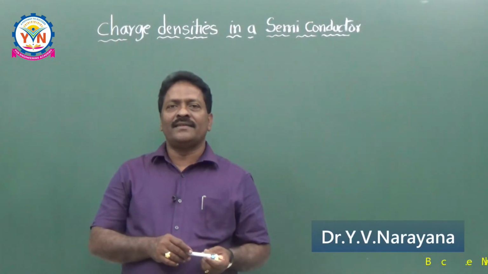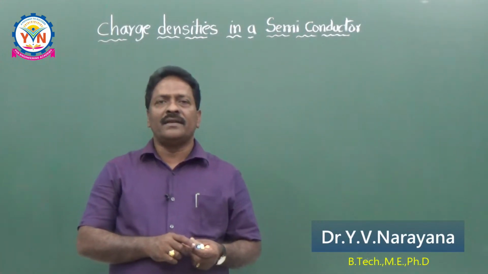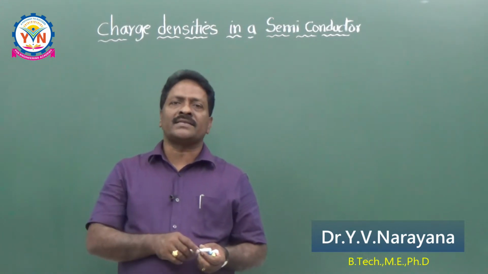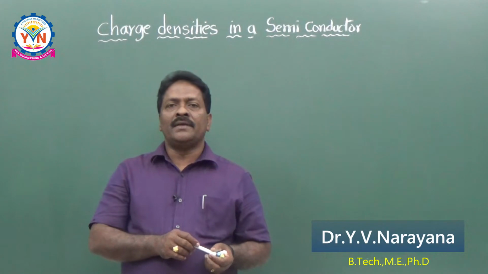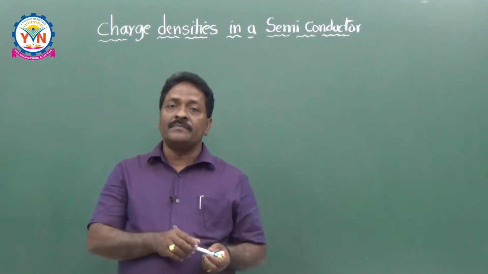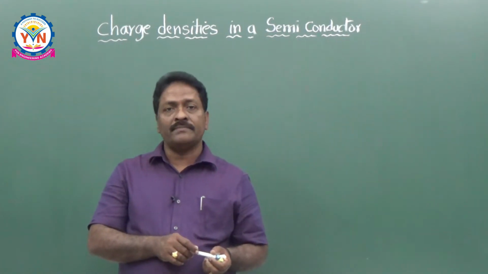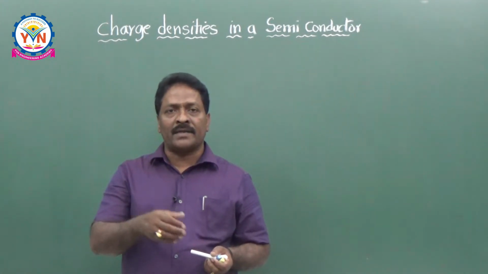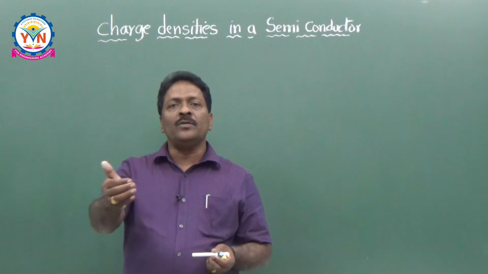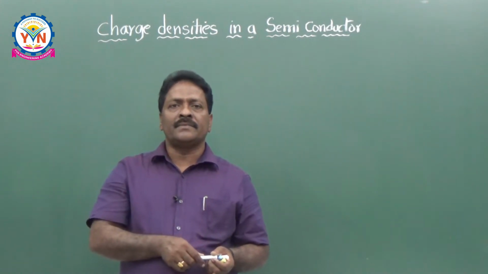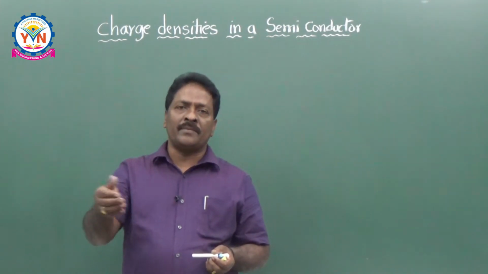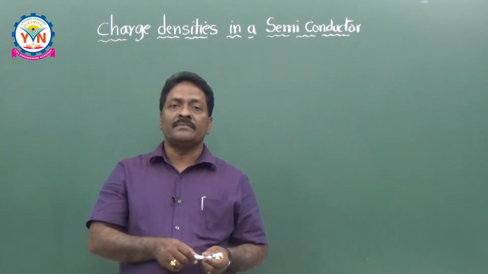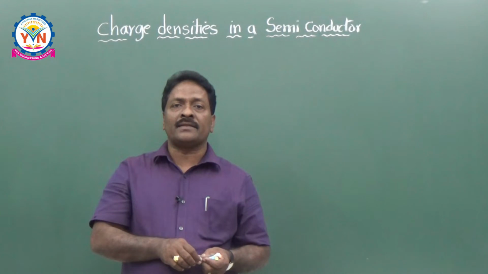Dear students, in the last class we have seen different types of semiconductors, intrinsic semiconductors and extrinsic semiconductors. Extrinsic semiconductors are formed using the process of doping. Doping is nothing but the process of adding impurities to the semiconductor. If you add third group elements to a semiconductor, there will be a formation of p-type semiconductor, and if you add fifth group elements to a semiconductor, you can form n-type semiconductors.